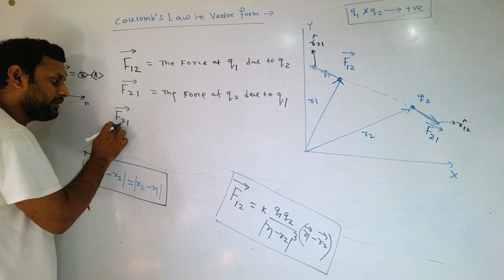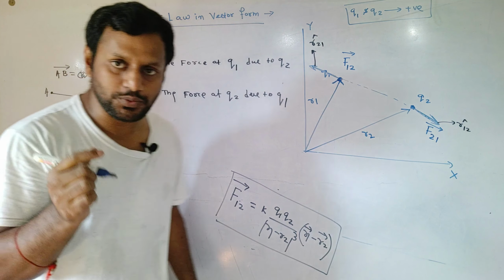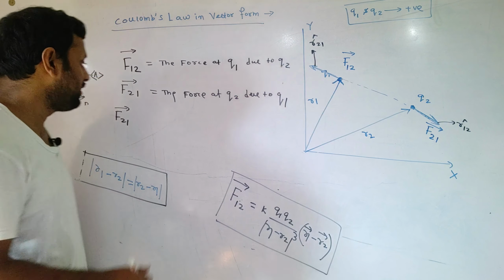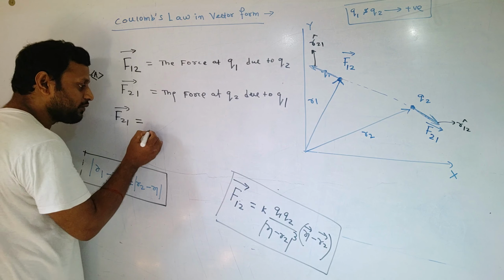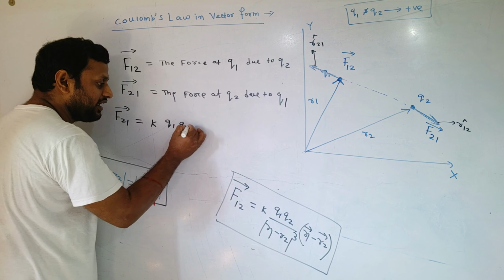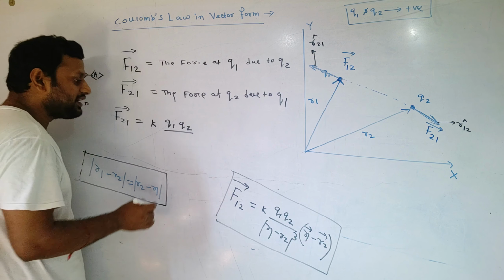F21 vector. What is the meaning of F21? The force experienced at the charged particle 2 due to the charged particle 1, and that F21 is equal to k q1 q2 divided by r square.